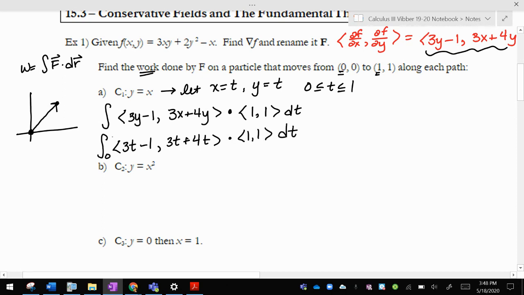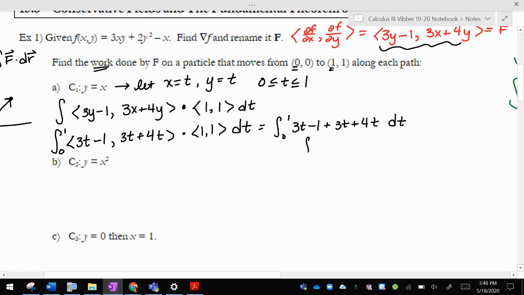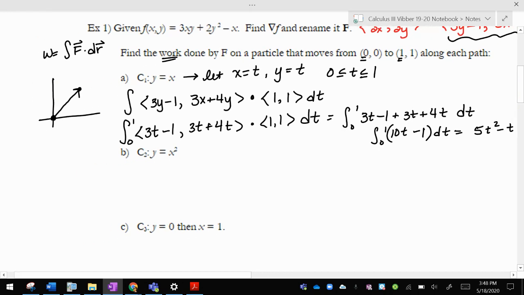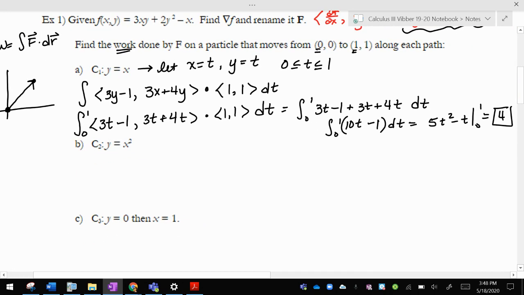And then my integral goes from 0 to 1. So I'm going to take the integral from 0 to 1 of 3t minus 1 plus 3t plus 4t after I do that dot product, which is the integral from 0 to 1 of 10t minus 1, if I'm not mistaken. And if I integrate that, that's going to be 5t squared minus t from 0 to 1, which is 4. Okay, so the work done by the field as I move along this path is 4.